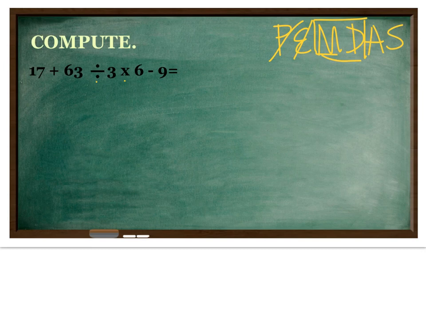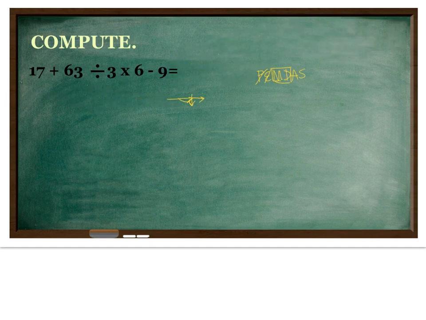So it told me to make sure that I worked from left to right. So that means I'm going to start here. Which comes first, the division or the multiplication? Well, hopefully you said that division is going to come first. So that's what I'm going to do first. So let me move that over here. All right, so what that means is I'm going to divide first. So I bring down the 17 plus 63 divided by 3.